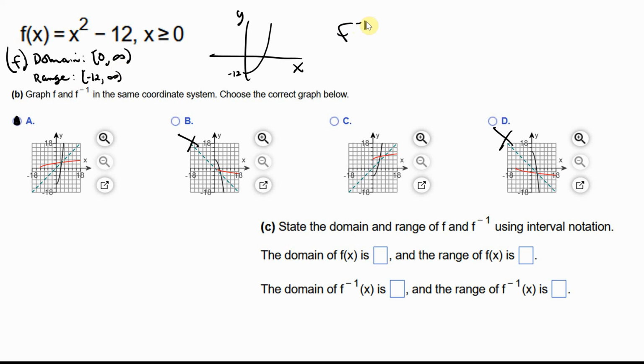So then for f inverse, it just flips it. The domain would be the range for f, so that's from negative 12 to positive infinity. And then its range is the domain for f, that goes from 0 to positive infinity. I think that's the one that I wanted to end with. Now, there are other problems there. You can look at those and you can spend time with the quiz.